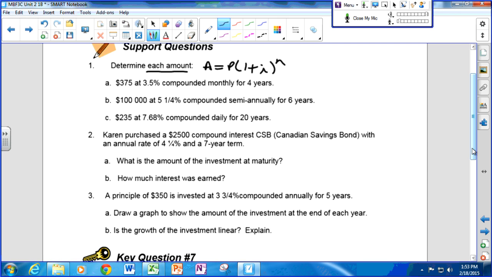Now, the second one says Karen purchased a $2,500 compound interest CSB. That's a Canada Savings Bond, and again, that's a pretty typical thing. Annual rate of 4.25% and a 7-year term. One of the things it doesn't say, I'm assuming that it's compounded yearly from the looks of things, because it doesn't actually say otherwise. With a Canada Savings Bond, you buy it, and every year your interest is added to the principal, and then it's reinvested at the same annual rate, or at whatever annual rate.